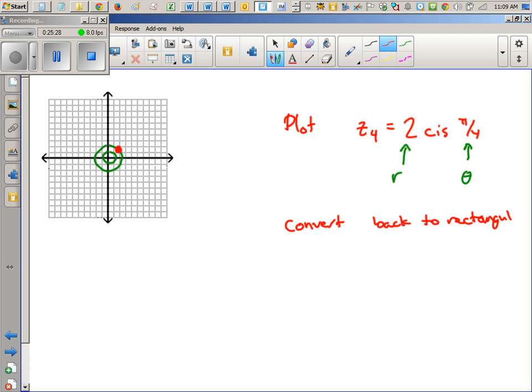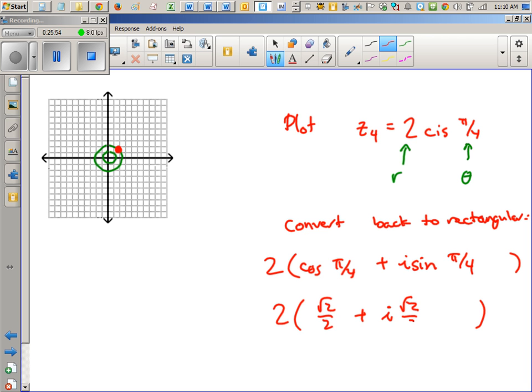If you can do this, then it means you know what cis means. So what does cis mean? It means cosine plus i sine. Cosine pi over 4 plus i sine pi over 4 is what it means. Don't grab your calculator. What's cosine and sine of pi over 4? Rad 2 over 2. The answer is rad 2 plus i rad 2.